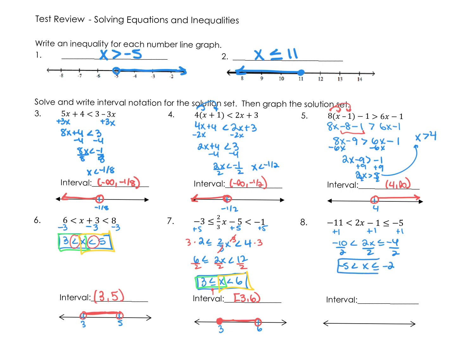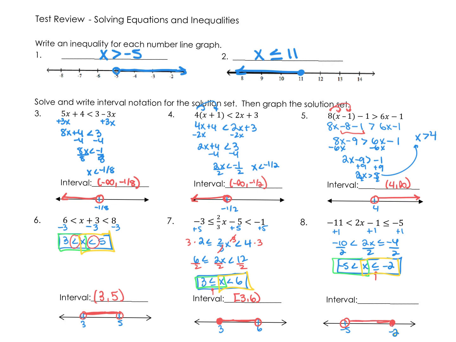This is my solution. I need to graph it, so we'll put an open circle at negative 5 because there's no equal to, a closed circle at negative 2 because there's an equal to. We'll read each of these at the same time. So this one says x is greater than negative 5, and this one says x is less than or equal to negative 2. Oh, sorry, I wrote 5 here. So less than or equal to negative 2.